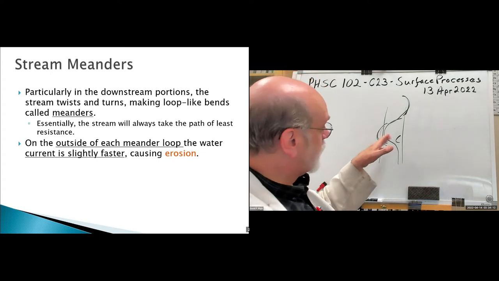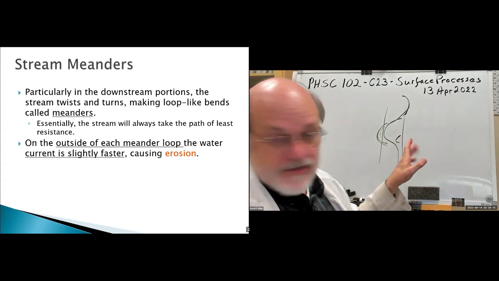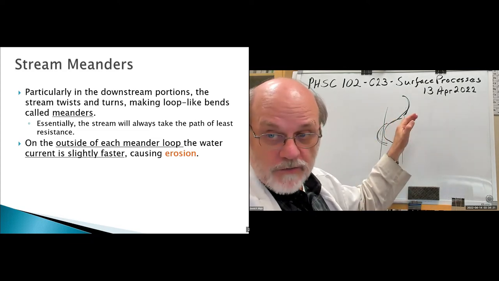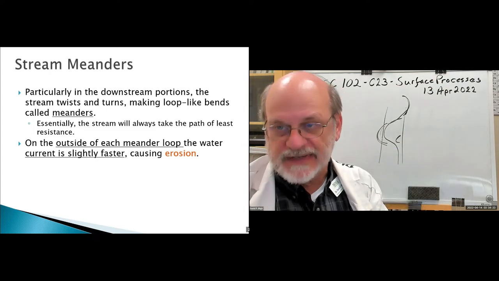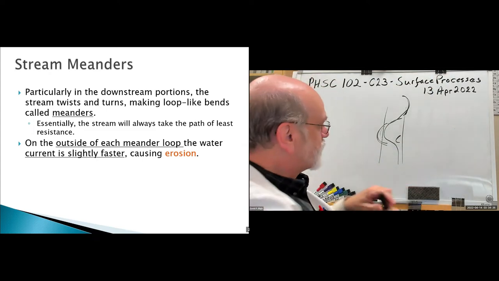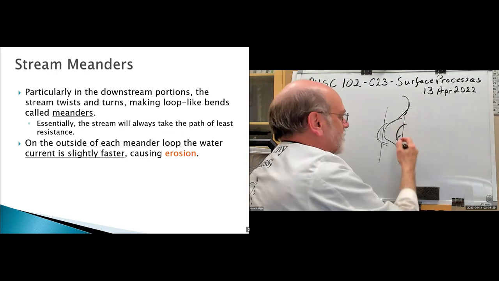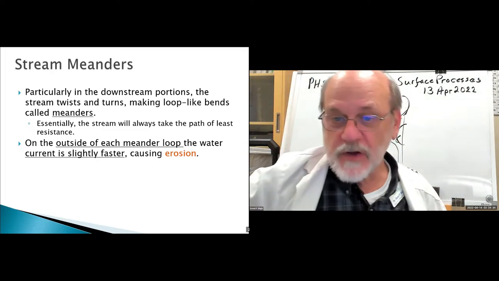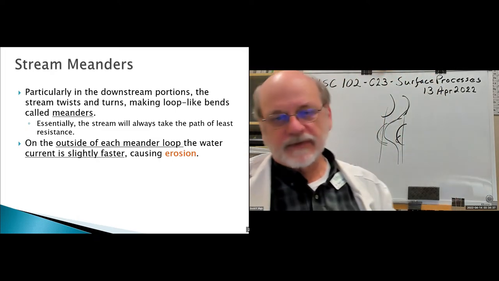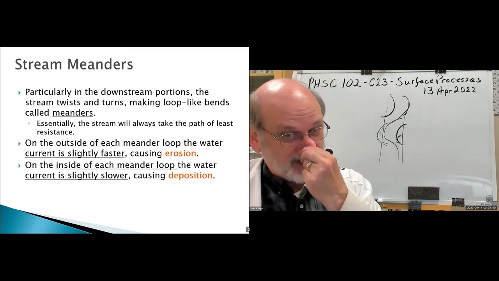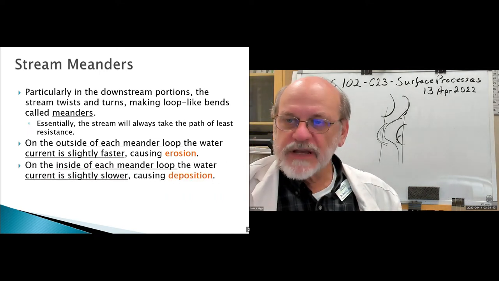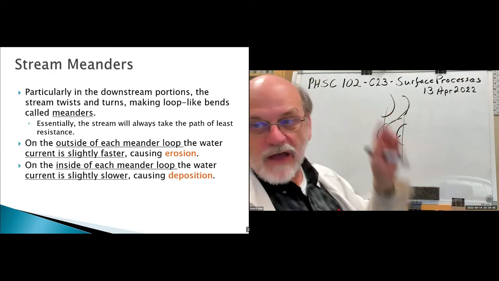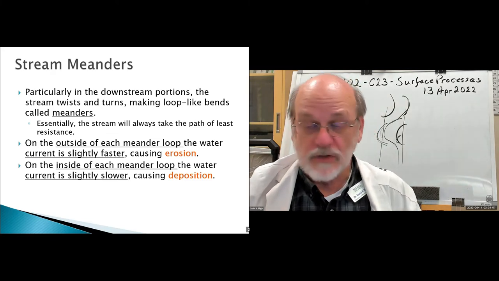Well, once you get these S curves started, the water moves fastest on the outer side of the curve and slowest on the inside. So the inside curve is going to move slow and drop its sediment, right? And that starts building the inside of the curve. And once you get a meander started, they're self-perpetuating. So you get a combination of erosion and deposition. Deposition on the inside and erosion on the outside. And they just keep going like that.